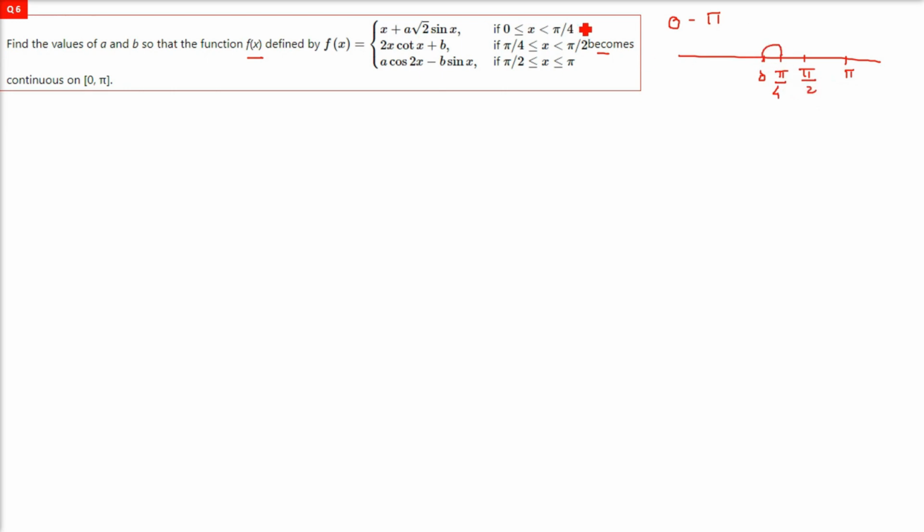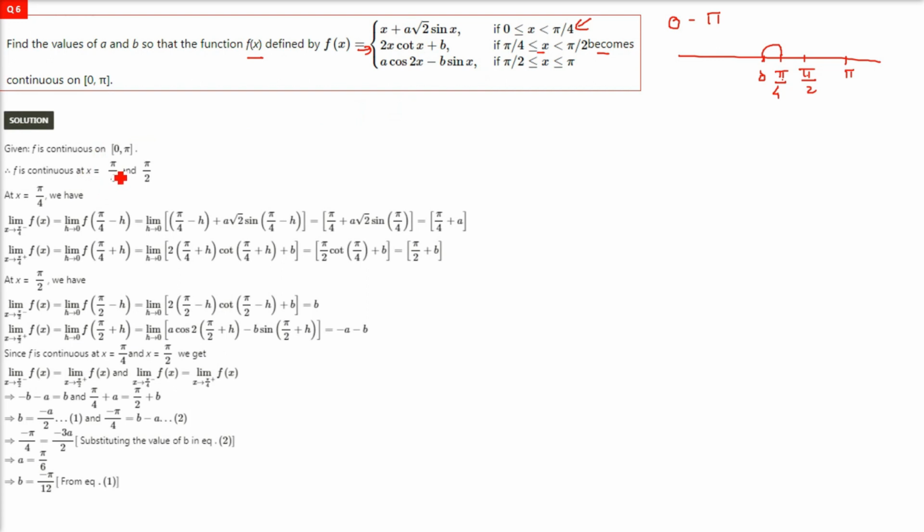Okay. Now from 0 to pi by 4, the first one, x plus a root 2 sin x. Pi by 4 to pi by 2 we will use 2x cot x plus b. And from pi by 2 to pi we will use a cos 2x minus b sin x. For being continuous and differentiable, what happens? First of all, for continuity, the left hand limit should be equal to the right hand limit.